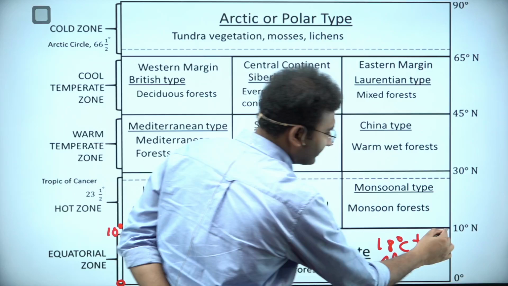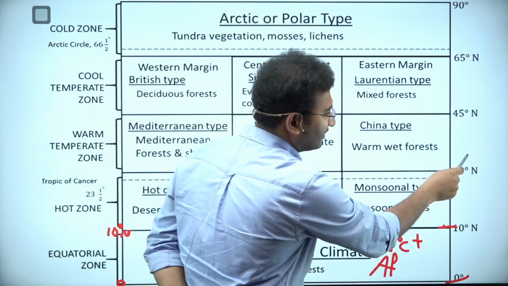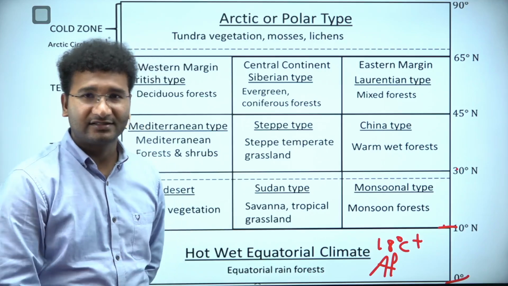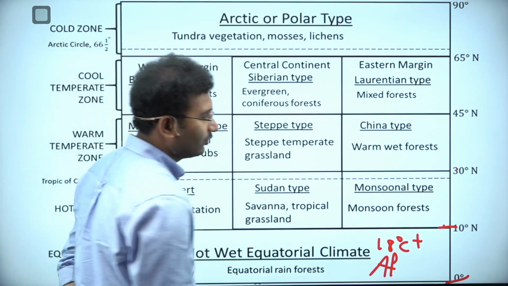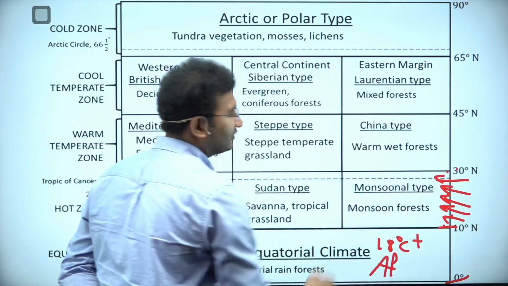0 to 10 degrees north and south. Now come to 10 to 30 degrees north and 30 degrees south. What kind of winds do you have? You have easterlies. Now come to 45.